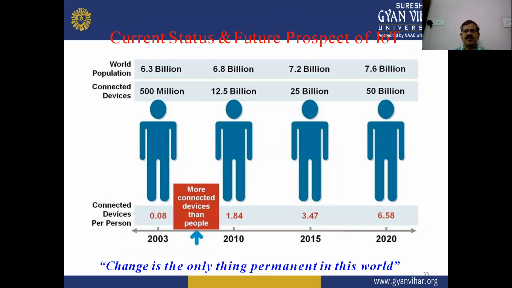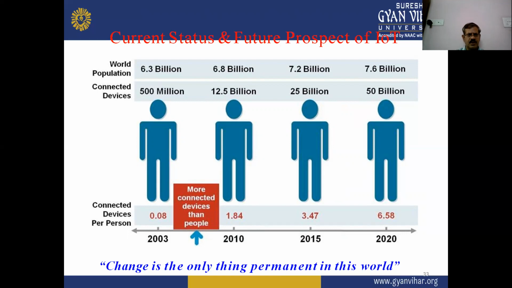Current status and future prospect of IoT. So world population is 3.6 billion, so connected devices 500 million. If world population is 6.8 billion, connected devices is 12.5 billion, and at 7.2 billion, connected devices is 25 billion, and if world population is 7.6 billion, connected devices is 50 billion.